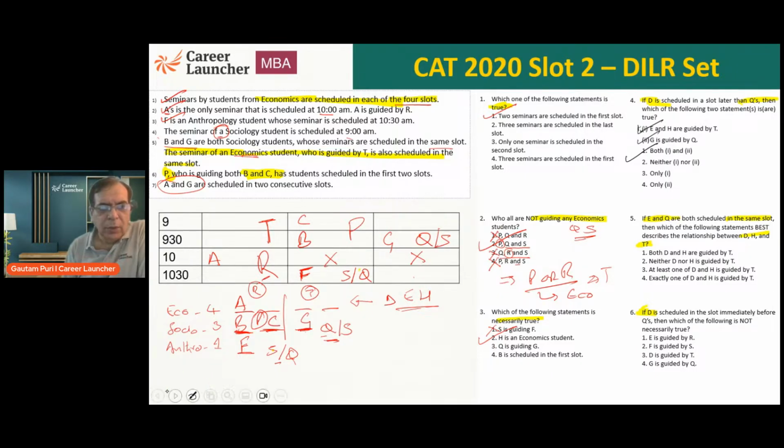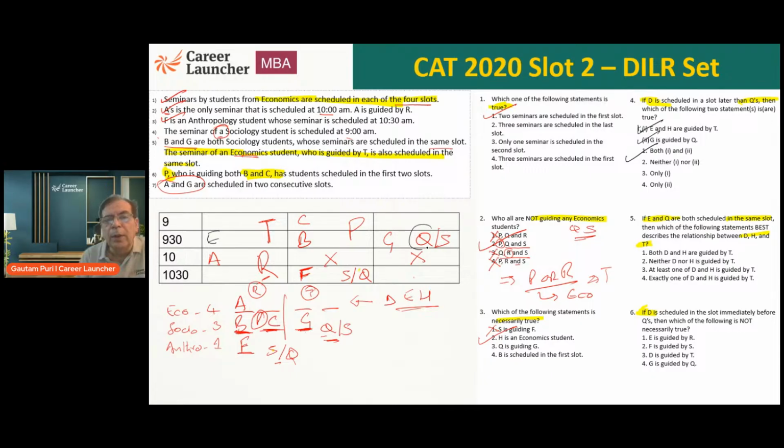Okay, let me change the color of the pen again. E is the economics student whose place we don't know. So E and Q are in the same slot. That means E could be here or E could be here. E could be at 9:30 a.m. or at the 10:30 a.m. slot. Let's look at both the cases. First case, let me put E at 9:30.